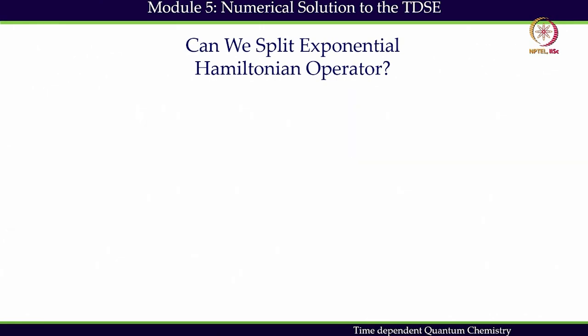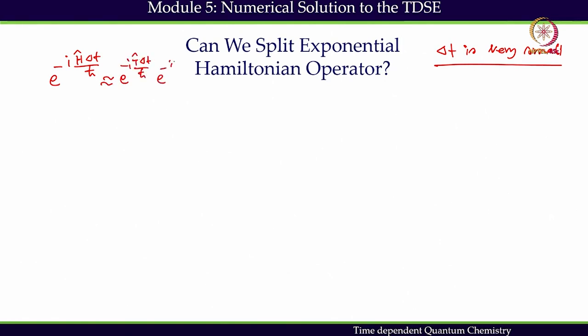However, we have shown that if delta t is very small, then approximately one can write e to the power minus i H delta t by h cut equals e to the power minus i T delta t by h cut multiplied by e to the power minus i V delta t by h cut. This is called split operator, and this is definitely an approximation, so the error in this approximation would be proportional to delta t square. So as long as delta t is small, the error would be small, and we are going to prove right now that if we express the split operator approach, then the error is going to be delta t square.